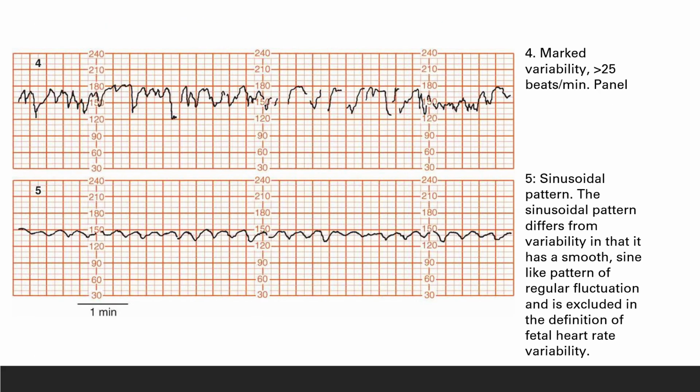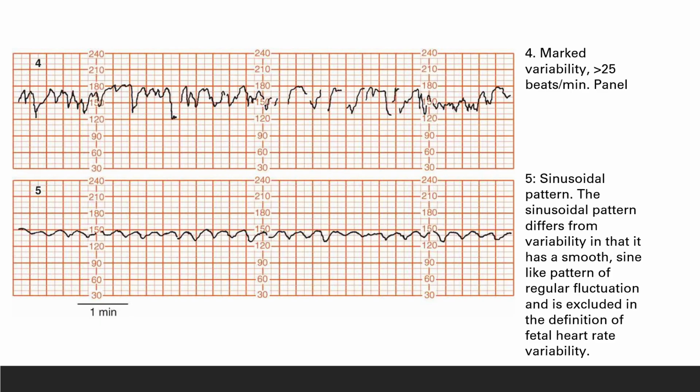Number 4, this is an example of marked variability. As you can see, you've got some high peaks and some low peaks. It's like this extreme fluctuation in the actual beat to beat, which is greater than 25 beats per minute. And then number 5 is an example of a sinusoidal pattern.